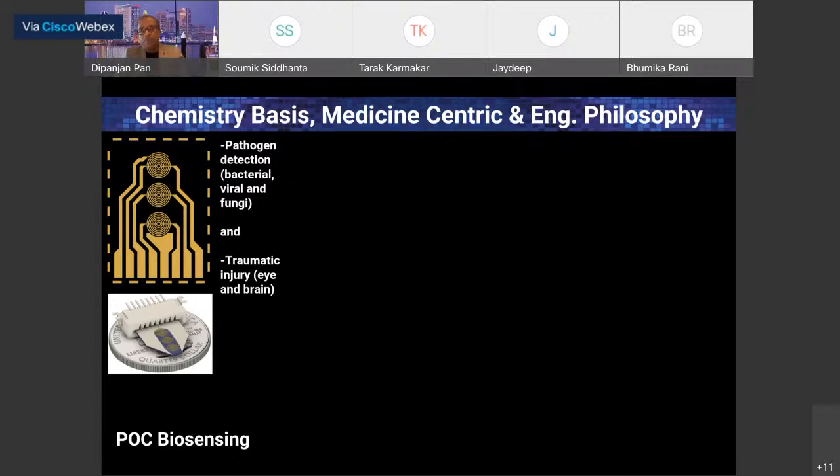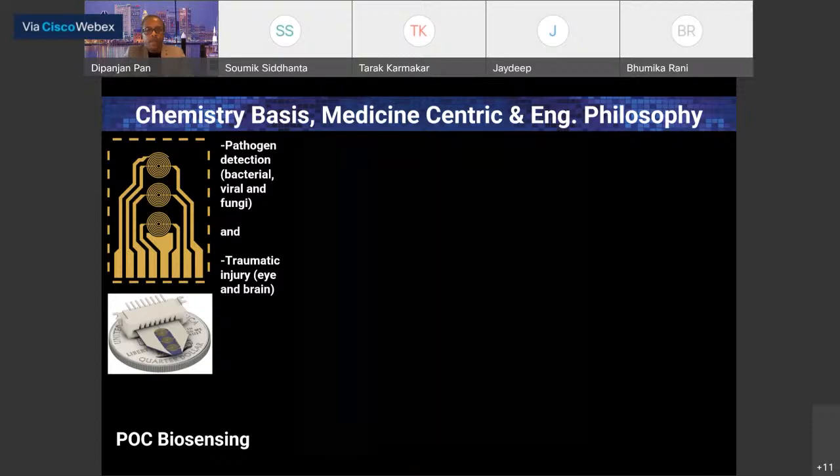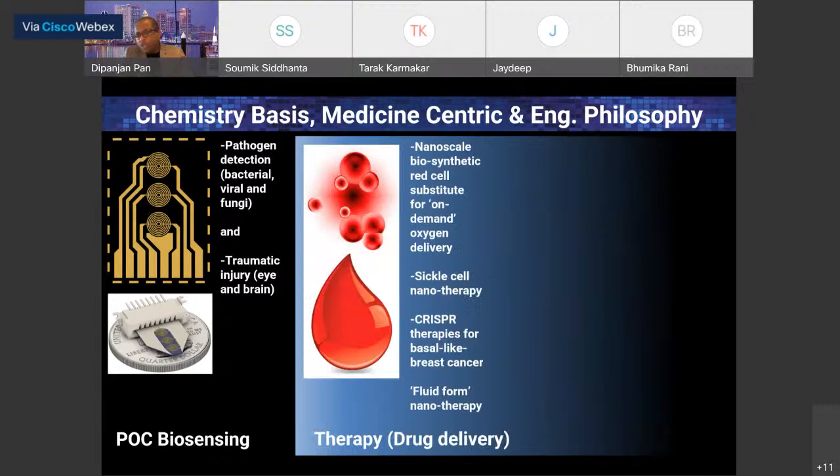There are three pillars for our research. One is point of care biosensing. We're one of the leading labs in the US, experts in infectious disease diagnostics, bacterial, viral, and fungi. We're also interested in doing traumatic brain injury type sensing, covering eye and ocular injury and brain injury. On the therapy side, we have been working for a long time. We were NCI funded.